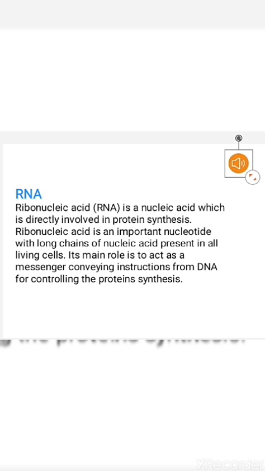RNA is another important nucleic acid. It's a long chain nucleic acid, a single helix nucleic acid, which is important for protein synthesis. It is a kind of messenger which conveys the message, with the help of DNA, of which type of protein will form.